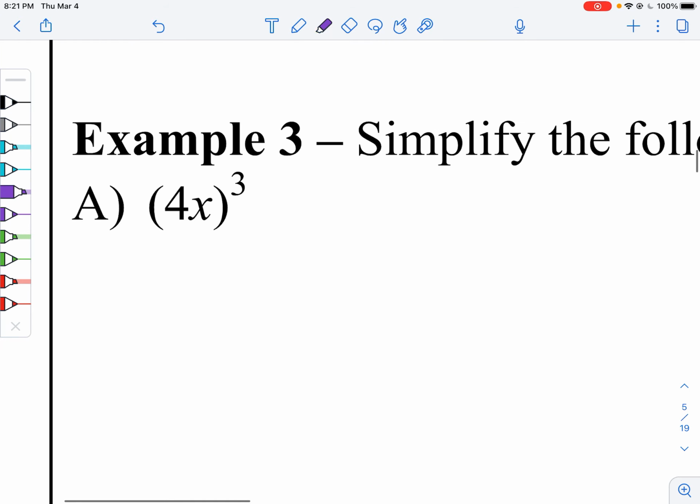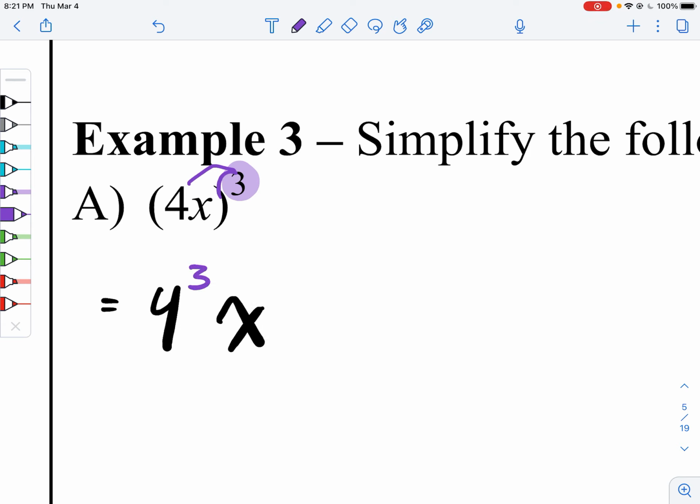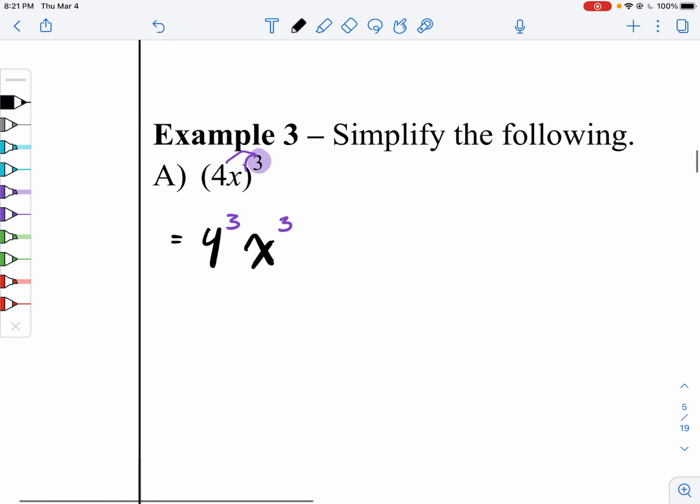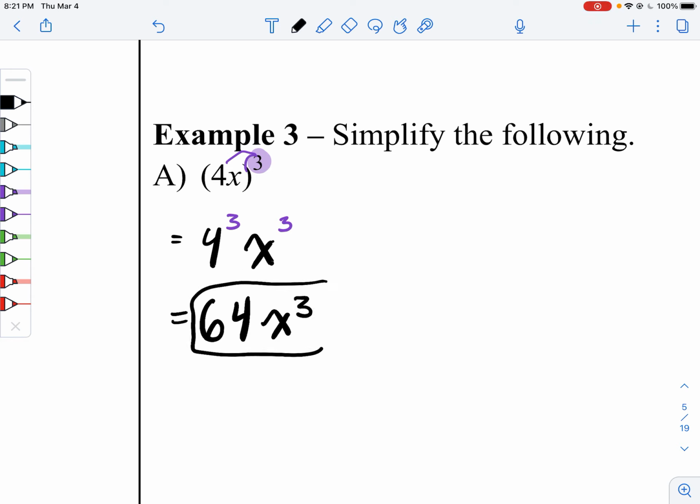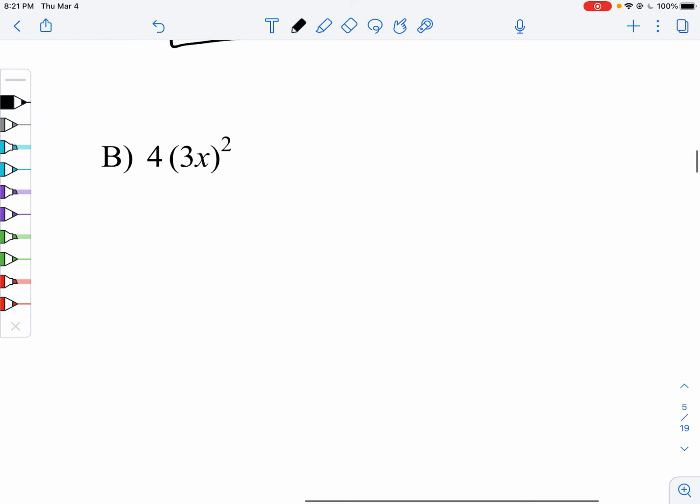We've got this cubed, 4x cubed. We're going to distribute that cubed to both of these guys. So that's the same thing as 4 cubed times x cubed, because they both get a cubed. 4 cubed is 4 times 4 times 4, which is 64. X cubed, we're just going to leave alone. Ta-da! 64x cubed.